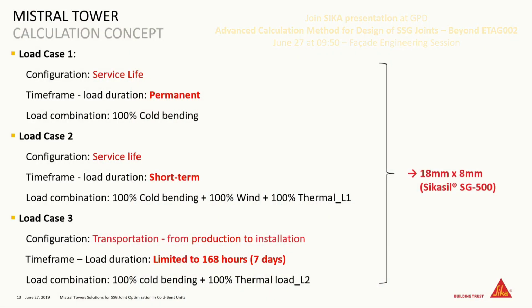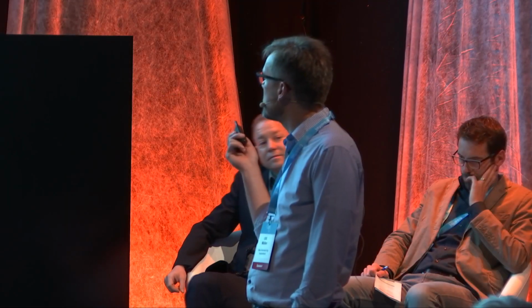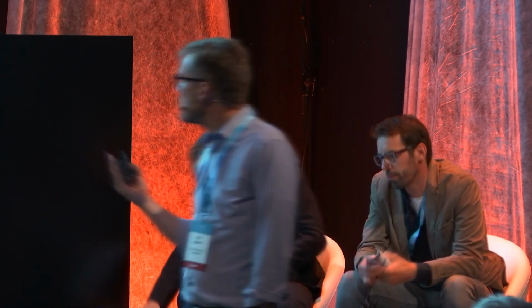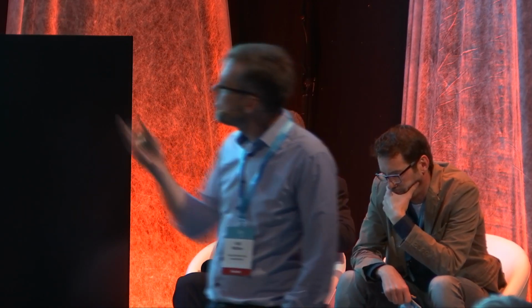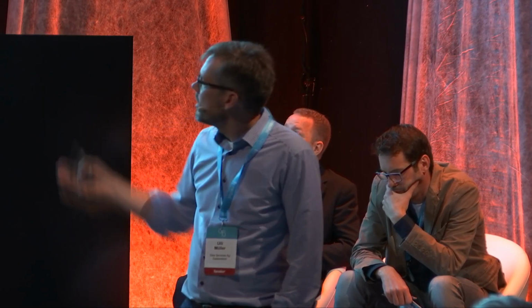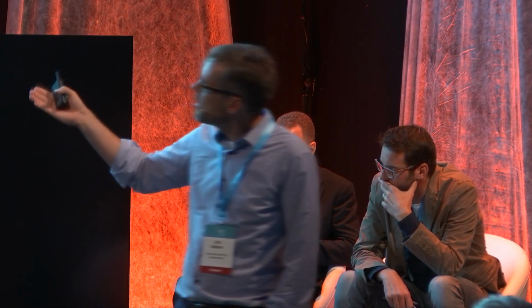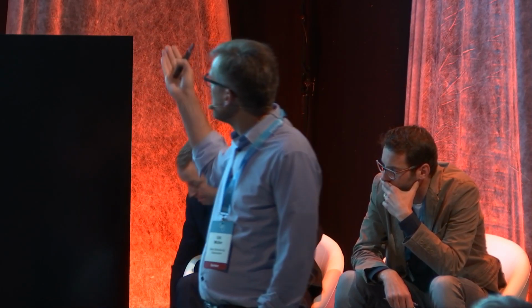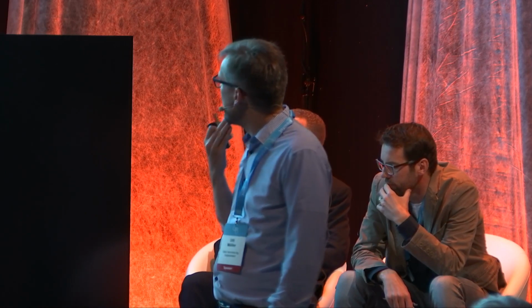Then, of course, not only the topic of cold bending must be considered, but other loads as well. We have these permanent loads acting on the joint, in this regard the cold bending. Then for service life, short-term loads have to be considered, a combination of cold bending, wind and thermal impact acting on the facade elements. And then for the transportation, a kind of mid-term loading, not short-term, not long-term. In this regard, it was related to around 7 days, and here it's a cold bending effect plus some thermal loads. Taking into consideration all three cases, we end up with a joint dimension finally of 18 by 8, covering all the loading acting on the joint.